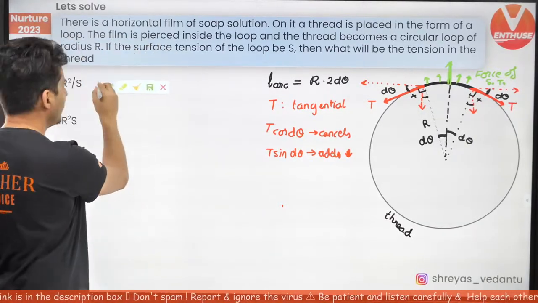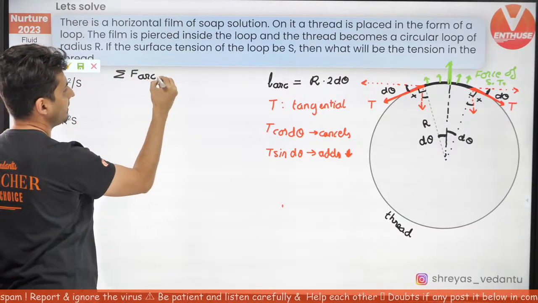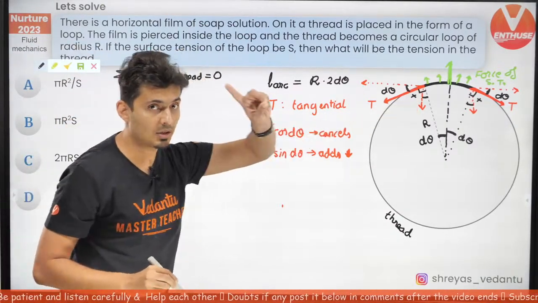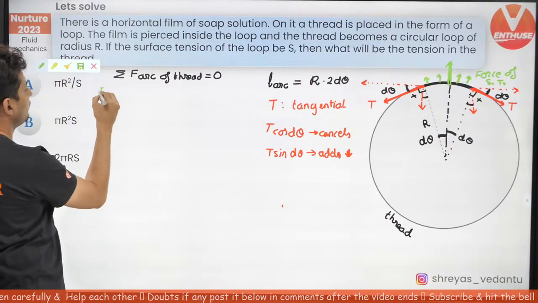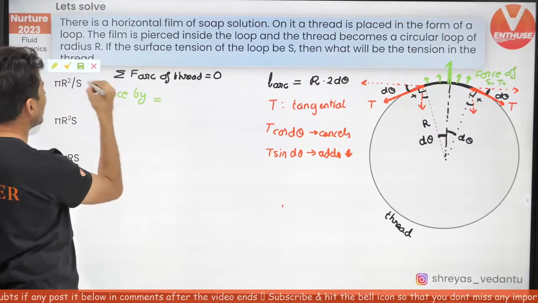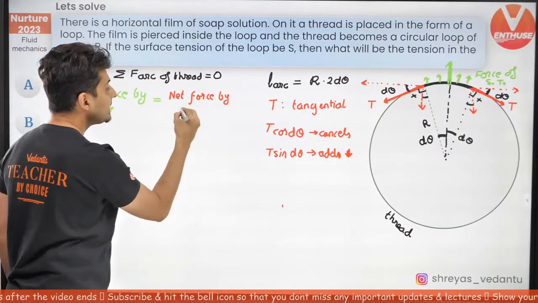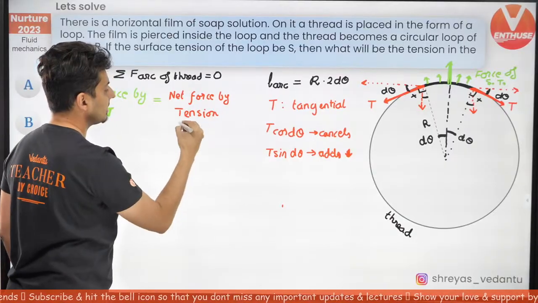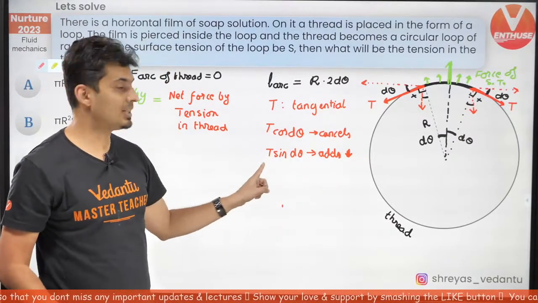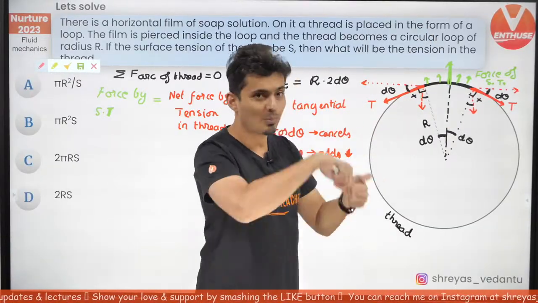Now, once you understand all of that, since the net force on that arc of the thread should be 0, is it not right for me to say the force by surface tension should be exactly equal to the net force by tension in the thread? Think about it, which force of tension? T sin d theta components. T sin d theta will cancel out this force. Both are equal and opposite.